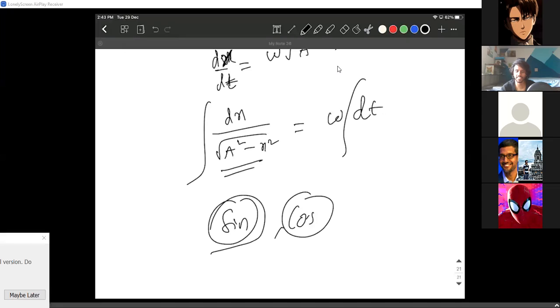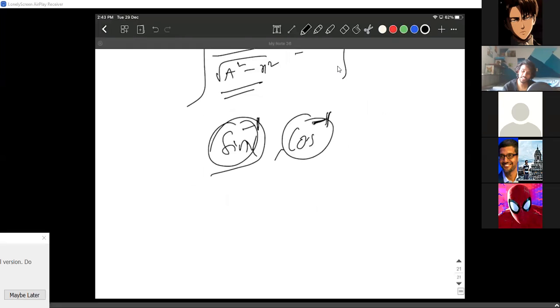What's the differentiation of sine x? Cos x. Oh, wait a second. You don't get a sine term. You actually get a sine inverse and a cos inverse term. Do you remember the differentiation of sine inverse x? It is around 1 by root over 1 minus x square.